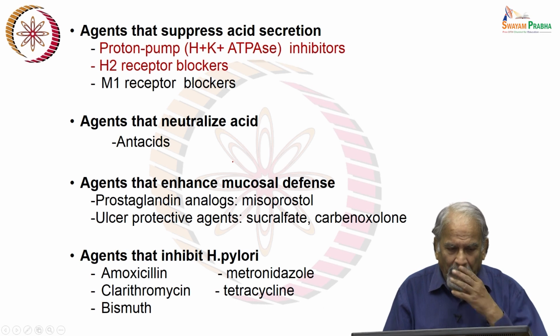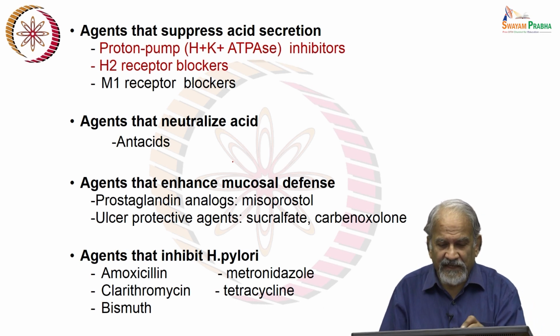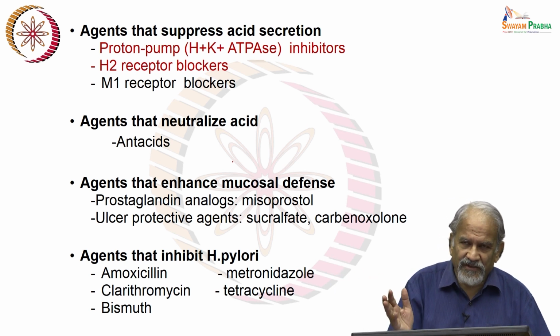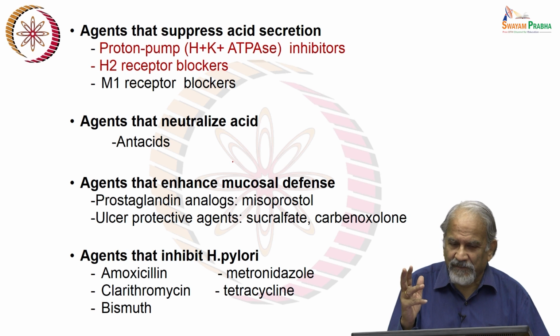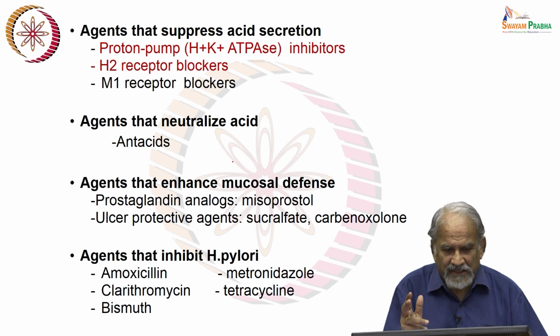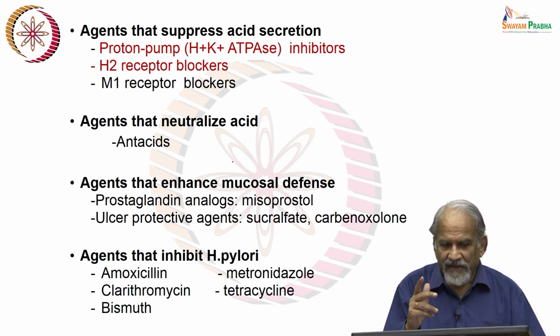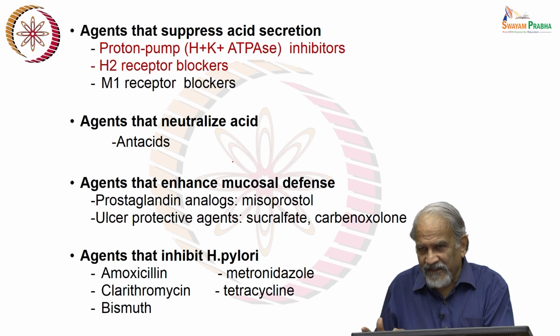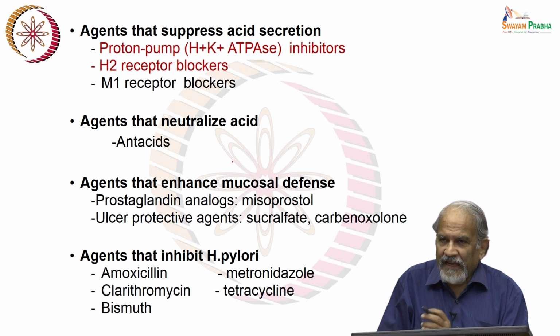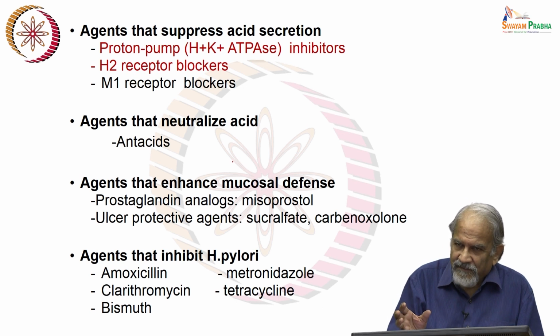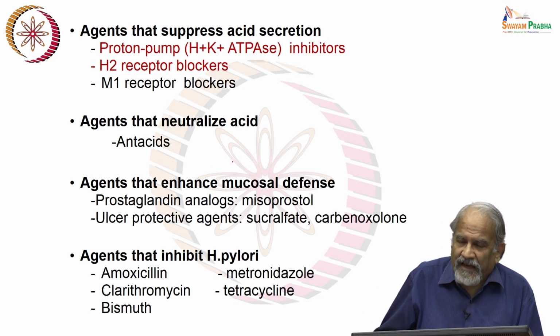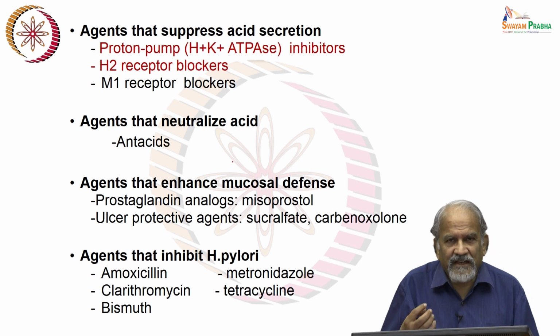Now, this is just what I said. Agents that suppress acid secretion. What are the agents? Just recap. One is the proton pump inhibitor, or you can call it a hydrogen potassium pump inhibitor. Second is histamine H2 receptor blocker, and third is a cholinergic M1 receptor blocker. Agent that will neutralize acid once it is released is antacids. An immediate reduction in the acidity can happen by antacid. So, if I want to have a quick action, then I will take the acid neutralizing agent, that is antacids.